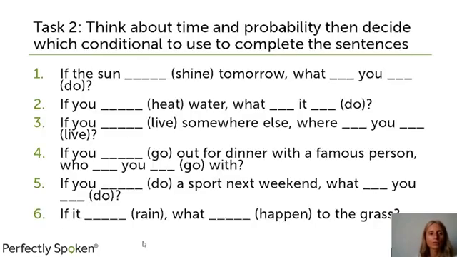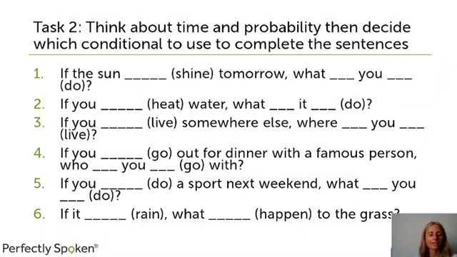Okay, so let's move on to task 2. In task 2, you're going to think about the meaning. So what conditional do I need? The 0, the first, the second conditional. Think about the meaning, think about the probability, think about the time, and then you will have to think about the form. What form do you need to finish the sentence? Okay, so pause on this slide and complete these sentences. Task 2, think about time and probability, then decide which conditional to use to complete the sentences. Okay, good luck.